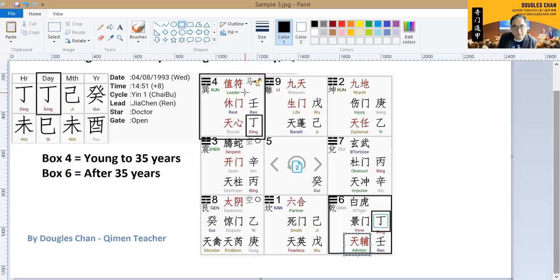So after he's 35 years old, he's still studying. It's the same thing. That means his energy goes over here. The Advisor is with him. Sometimes it's not with him because his character has moved over to box number 4.